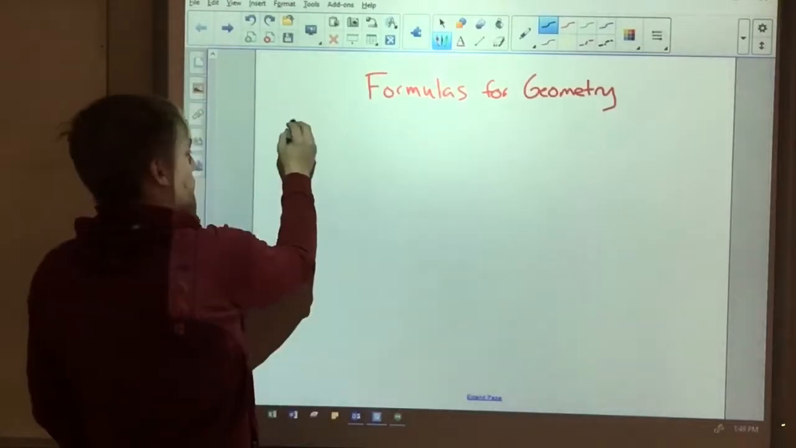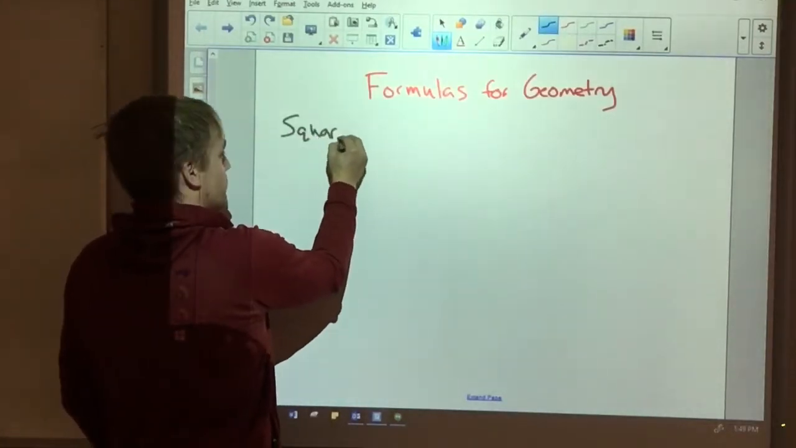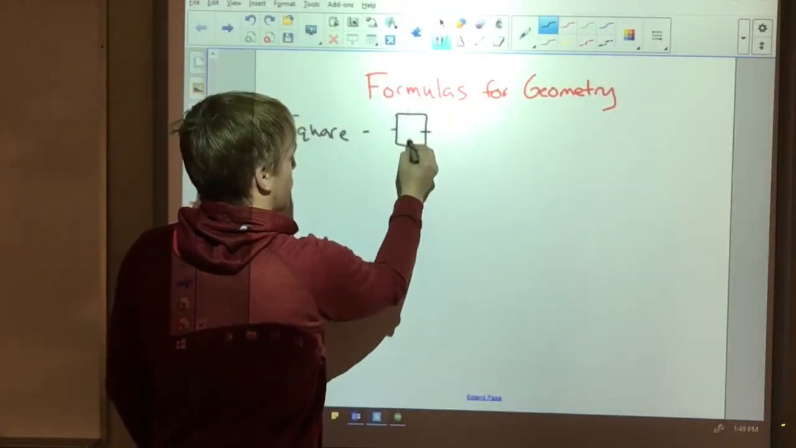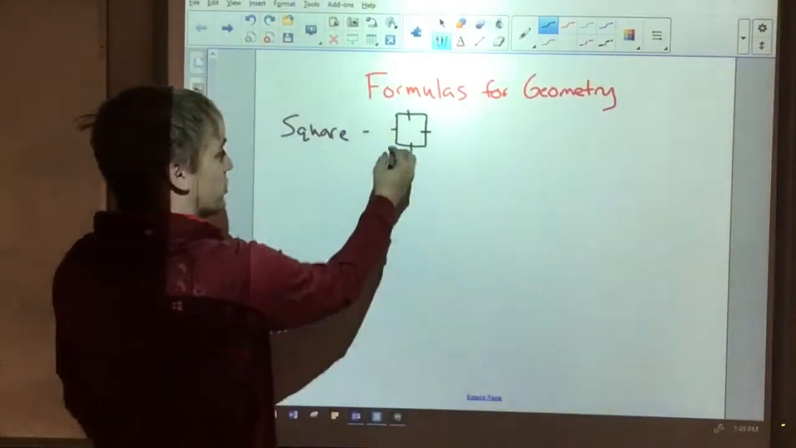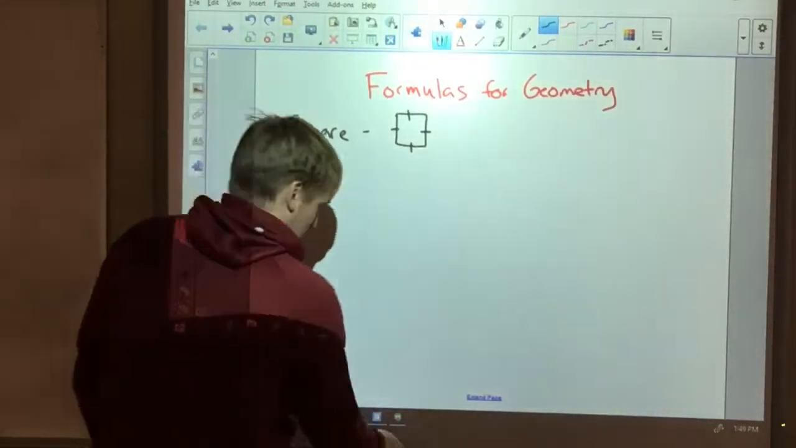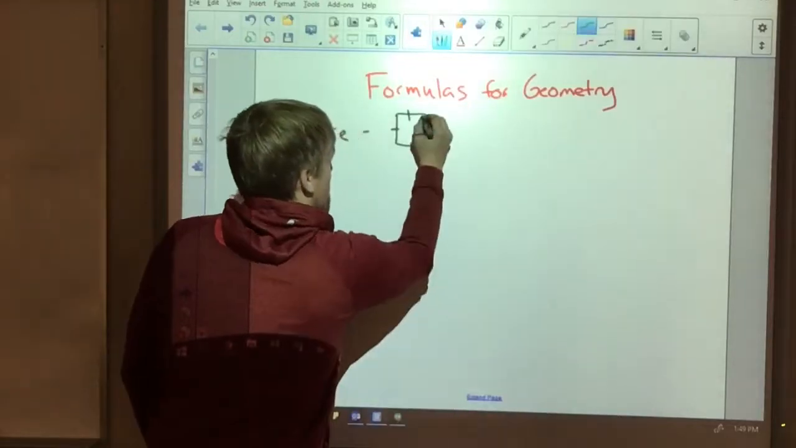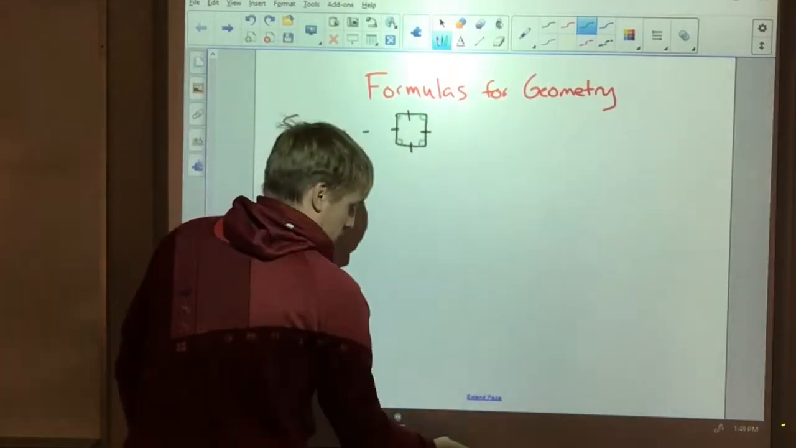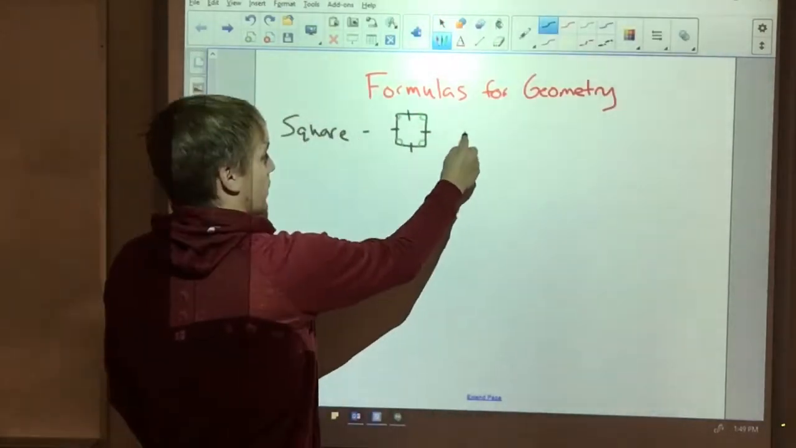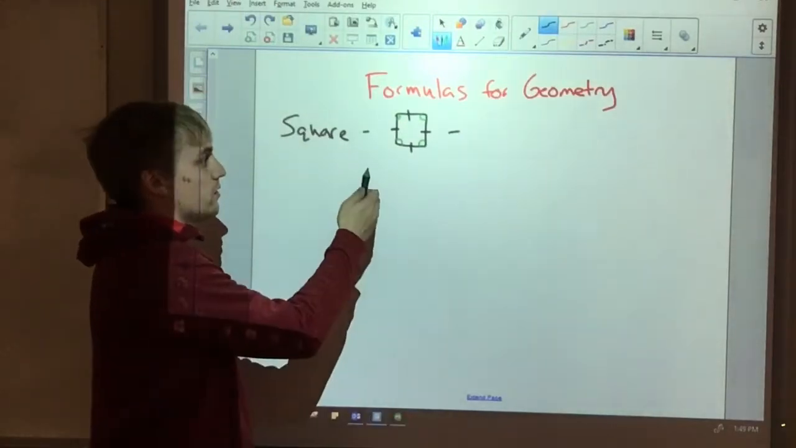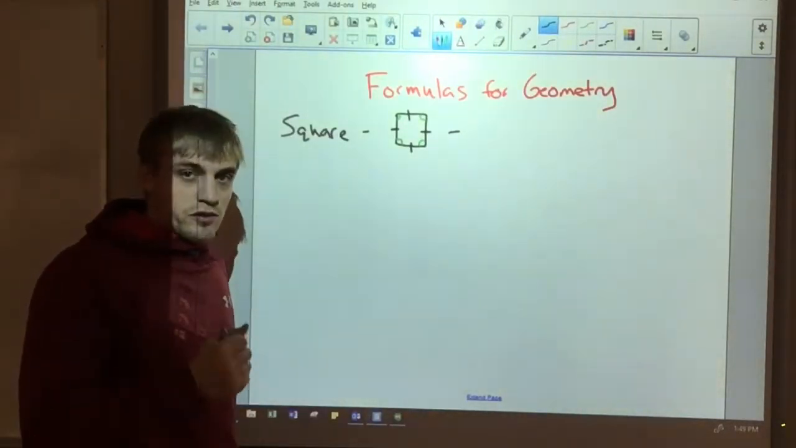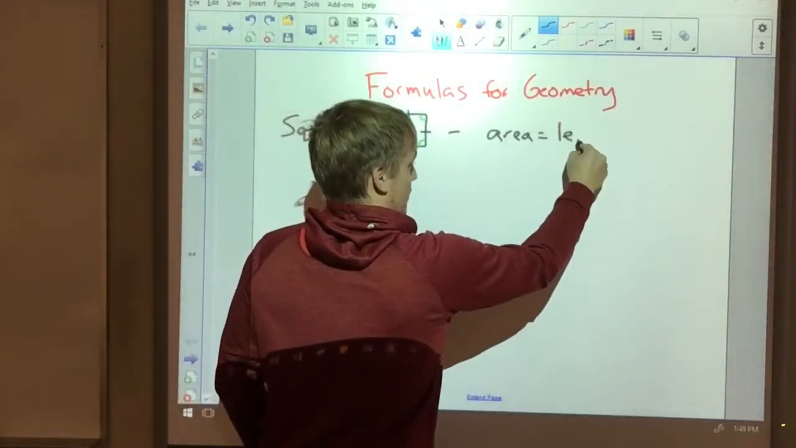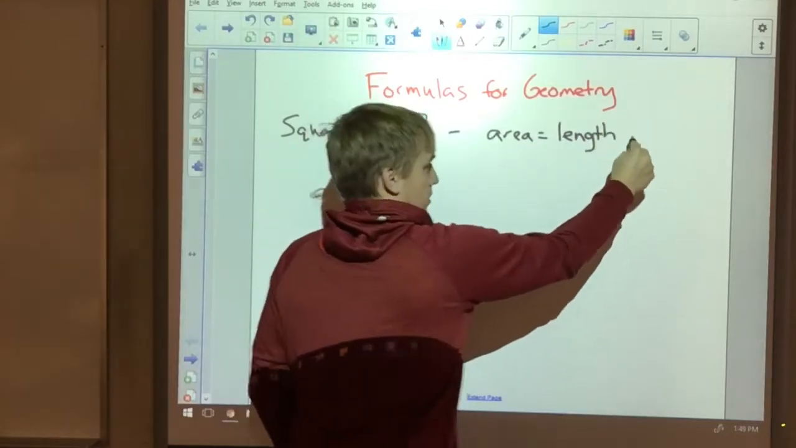This is how I would do it. I would write square, then I would draw a square, and I put 4 lines there because that tells me that each of those sides is the exact same length. And I also put little squares in the corners to show the 90-degree angles. Okay? And then I would write the formula. Okay? And the formula for a square is area equals length times width.